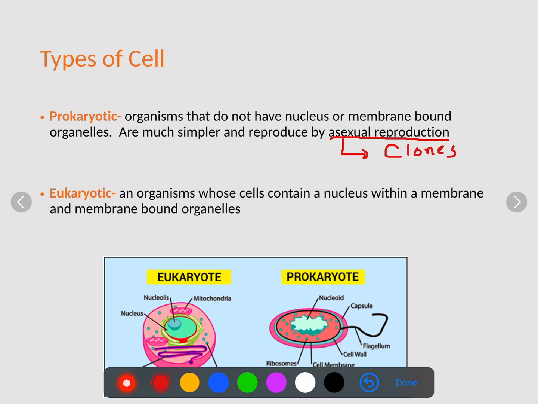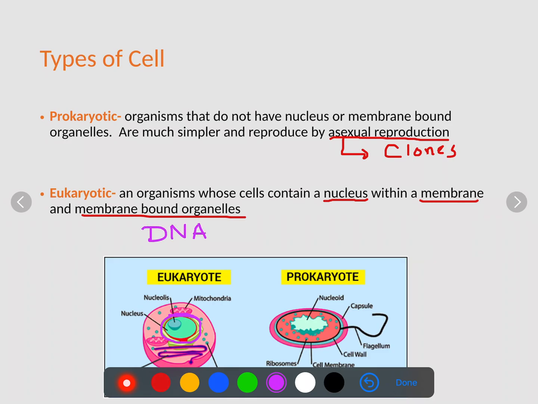And eukaryotic cells are ones that contain a nucleus as well as membrane-bound organelles. So when we talk about a nucleus, we're talking about this structure right here. And let's do a different color. This structure right here. So this structure right there, that nucleus, is where our DNA is stored.